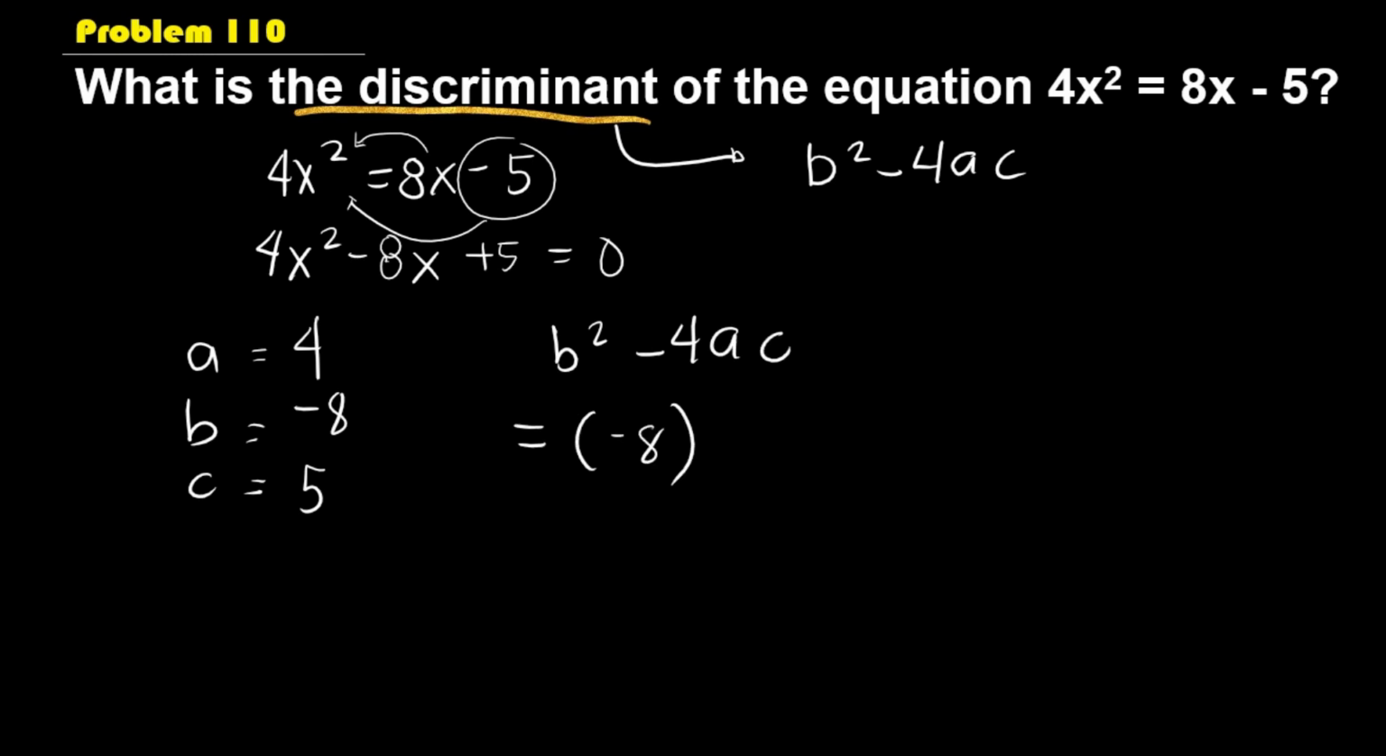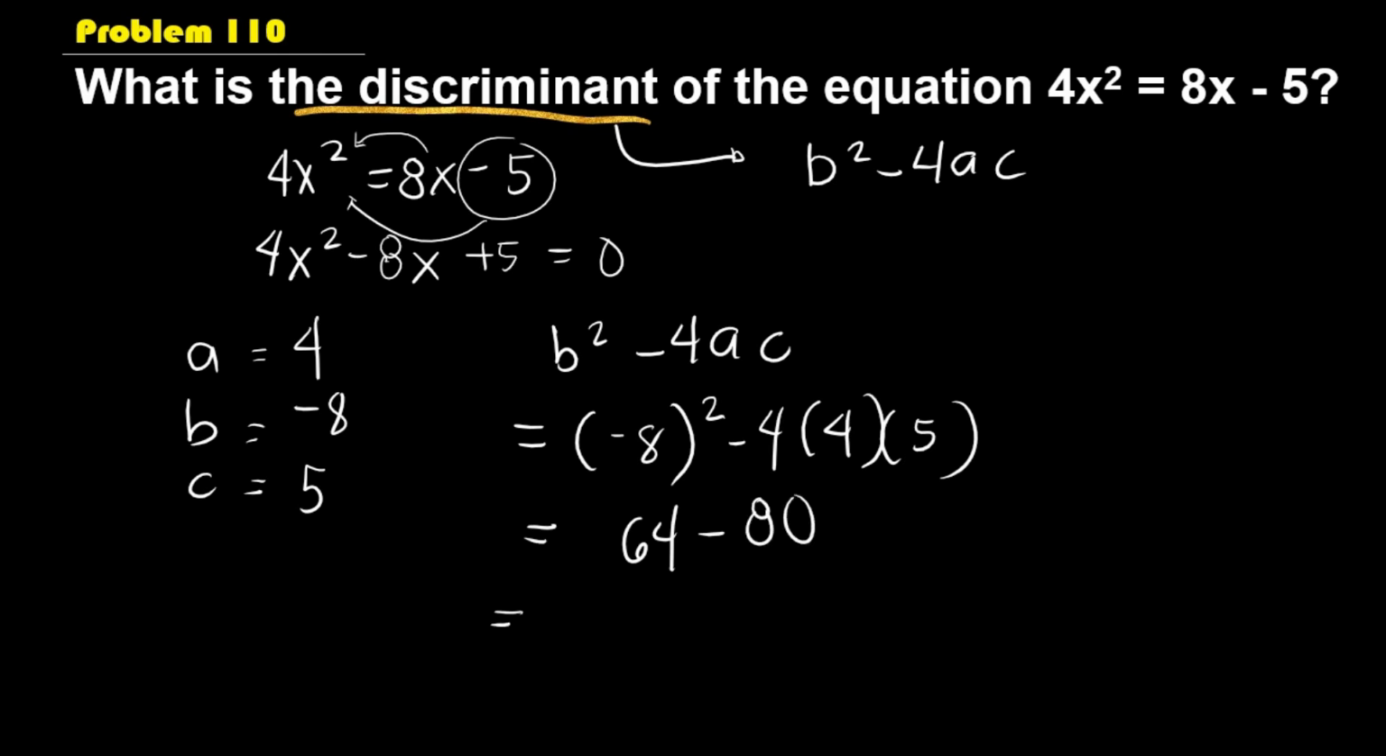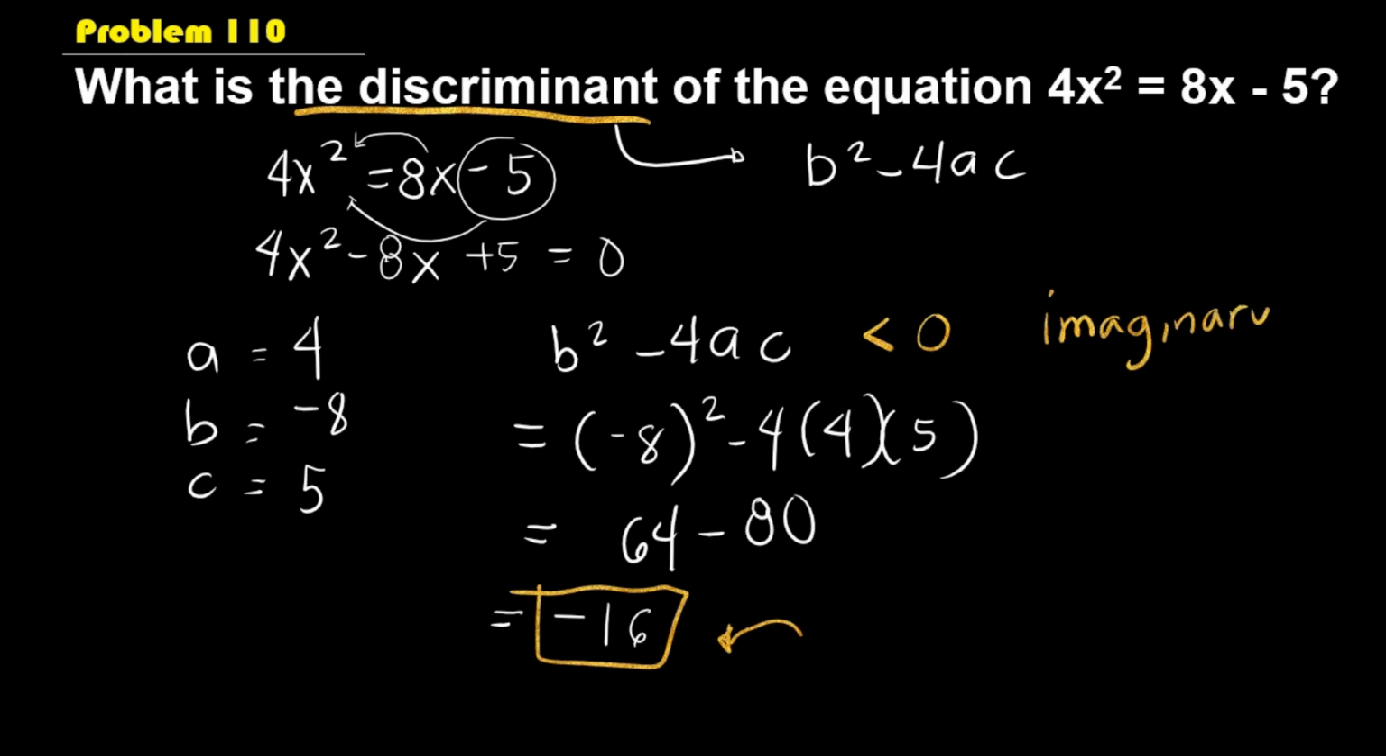Your B is negative 8 squared minus 4 times your A is 4, your C is 5. Yan. So, 8 squared is 64 minus 4 times 4 is 16 times 5, that will be 80. Okay. So, 64 minus 80 is equal to negative 16. Okay? So, kung tatanungin ka, ito na kasi yung sagot, negative 16. Pero, anong nature of roots nito? Pag negative yung discriminant mo, pag ang b squared minus 4ac mo is less than 0, then your roots are imaginary. Okay? Or not real.